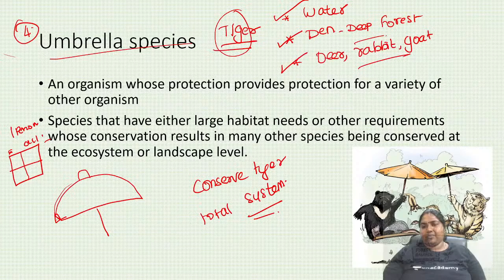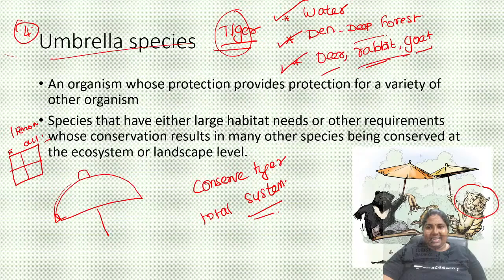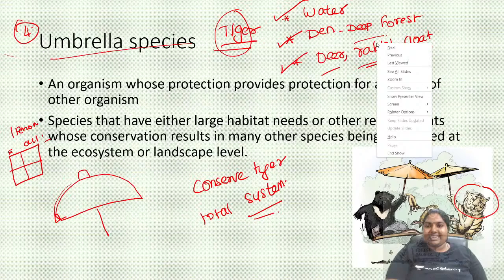If you are conserving the tiger, indirectly you are conserving the deer, rabbit and goat, correct? Because only if the deer, rabbit and goat are alive will the tiger survive, or else how will the tiger survive? Got the point? That is what is called the umbrella species. If you save this big fellow, everything is getting safeguarded. I'll tell you one example, then you will get it very nicely.